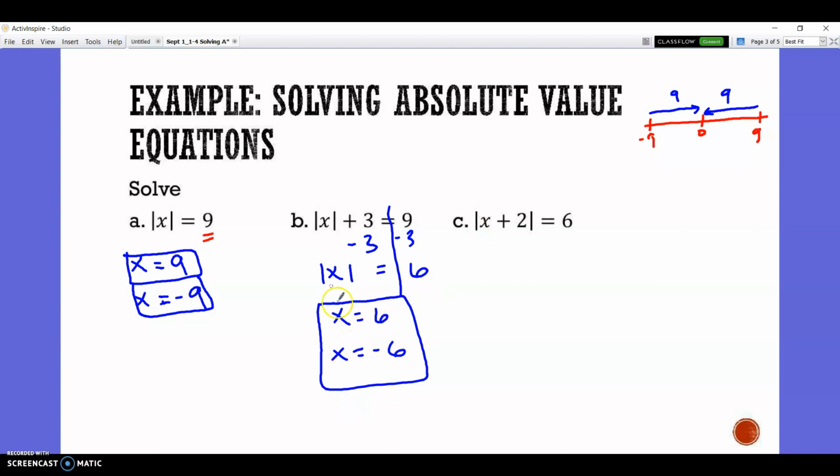So more than likely, you're going to have 2 solutions. There is some case where you won't have 2, okay? The next one, the absolute value of x plus 2 is 6.